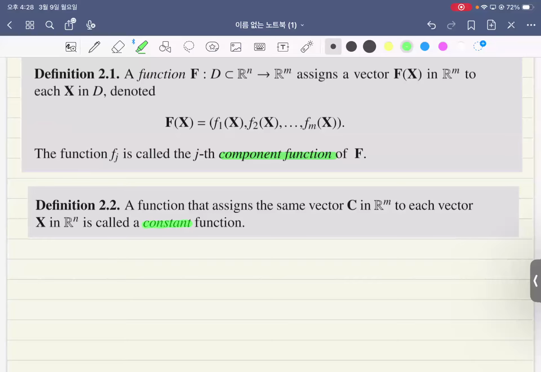And what do I mean by a function is constant? Suppose that I have a function from Rn to Rn, and no matter which vector you plug in for your function, if the resulting vector is all the same thing, then we say that it's a constant function.